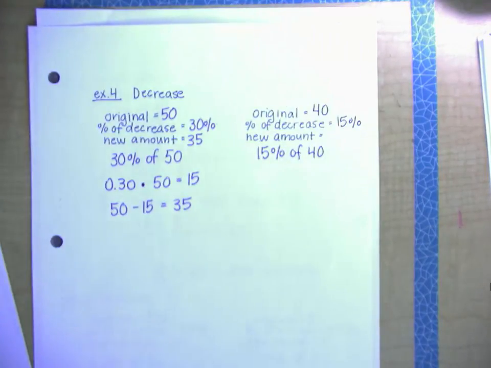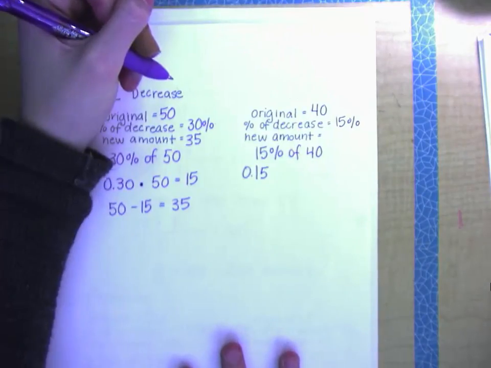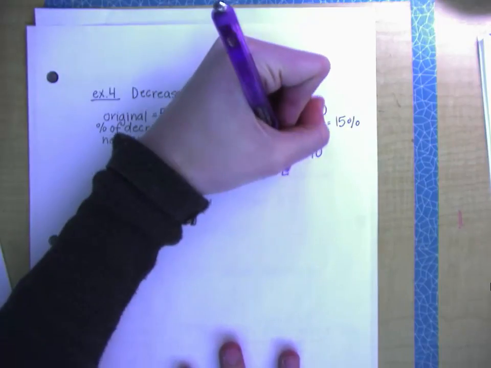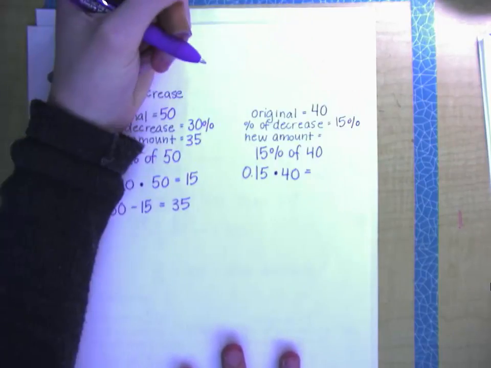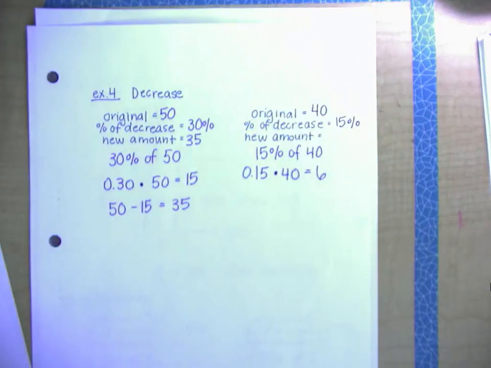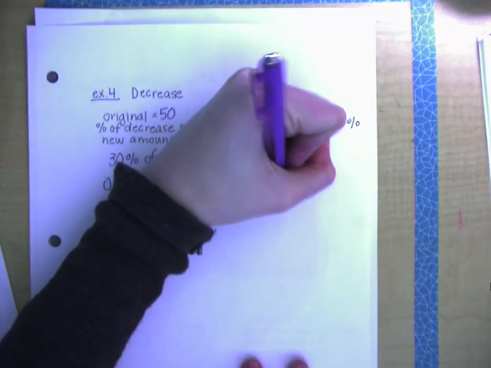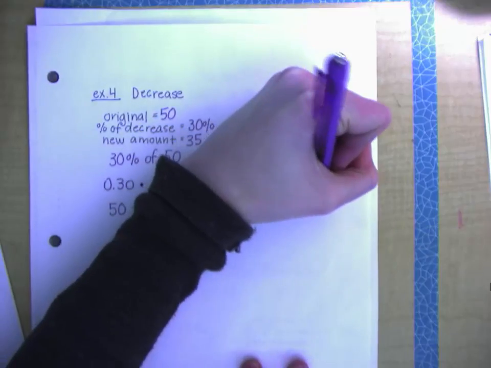Okay? So now what do I do? Yep, and what do I get? Should get 6. Okay, now how do I find my new amount? James? Yeah, so I would take 40 minus 6, and that would give me 34.